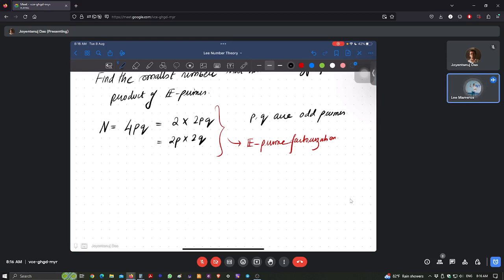Well, but P and Q could be anything. How would you know which one is the smallest? Yes, P and Q can be anything, but we are trying to get the smallest one, right? So what will be the smallest? 2PQ or 2P. No. What values of P and Q will make this number n, 4PQ, the smallest one? So that is the question, right?